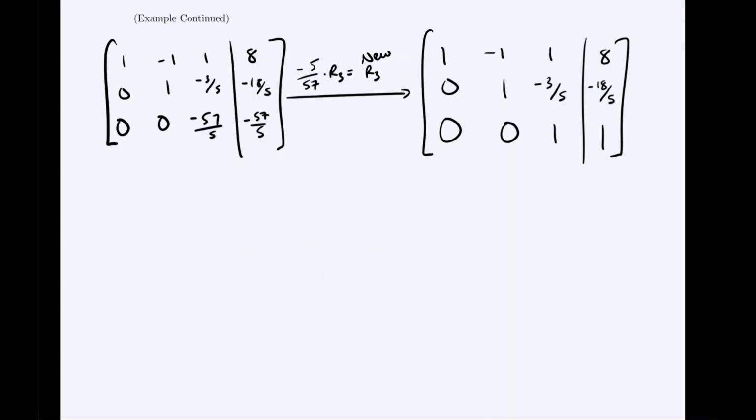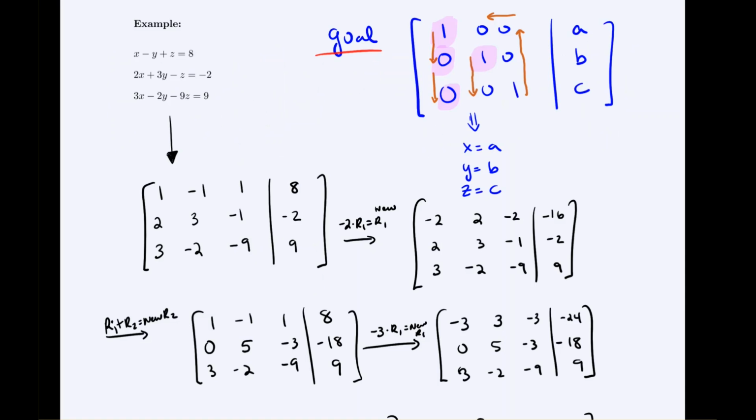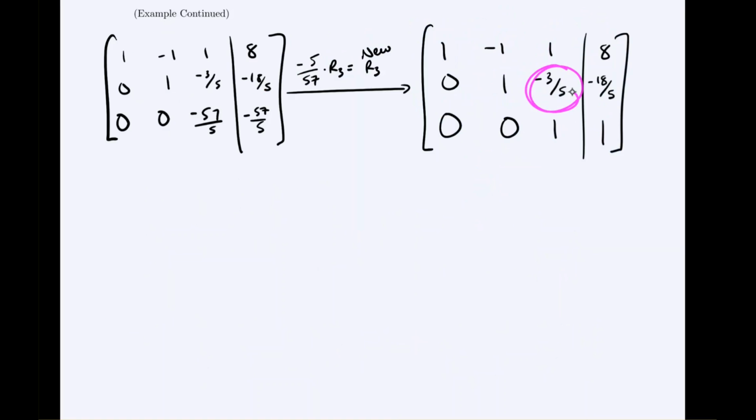We check back with our goal. We now have this to be a 0 and this to be a 0, so next we need to turn this into a 0, and then this one, and then finally this one, and then we'll be able to see our answers just from what it equals on the other side. So here we're going to work to get this to be a 0. Now currently it's a negative 3/5.